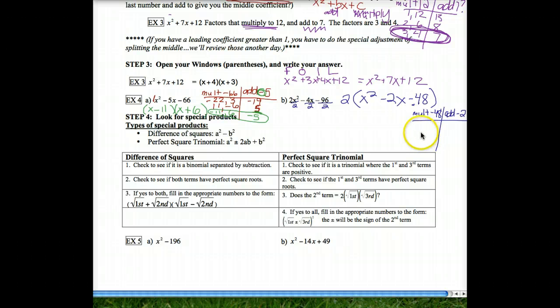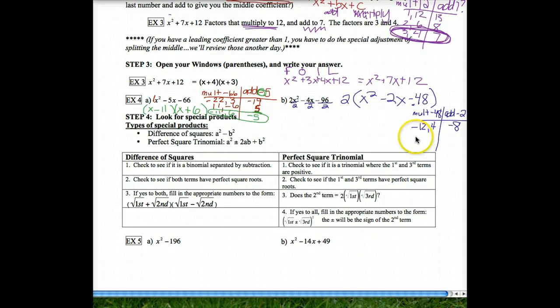So multiplies to negative 48, and you can use your calculator to help you come up with these factors. But I've got negative 12 and 4, let's say. And those would add to negative 8. So negative 8 is too big of a value there. So I need things that are closer together than negative 12 and 4.